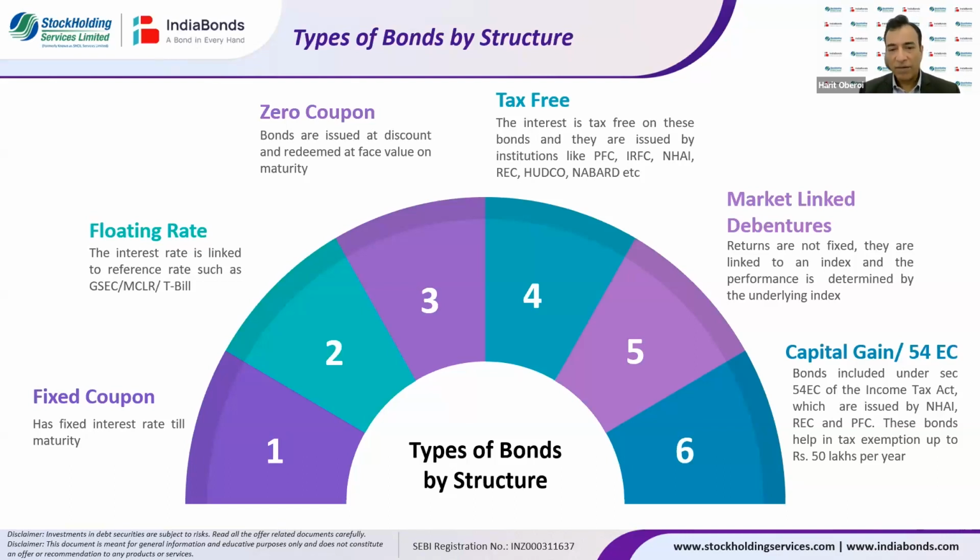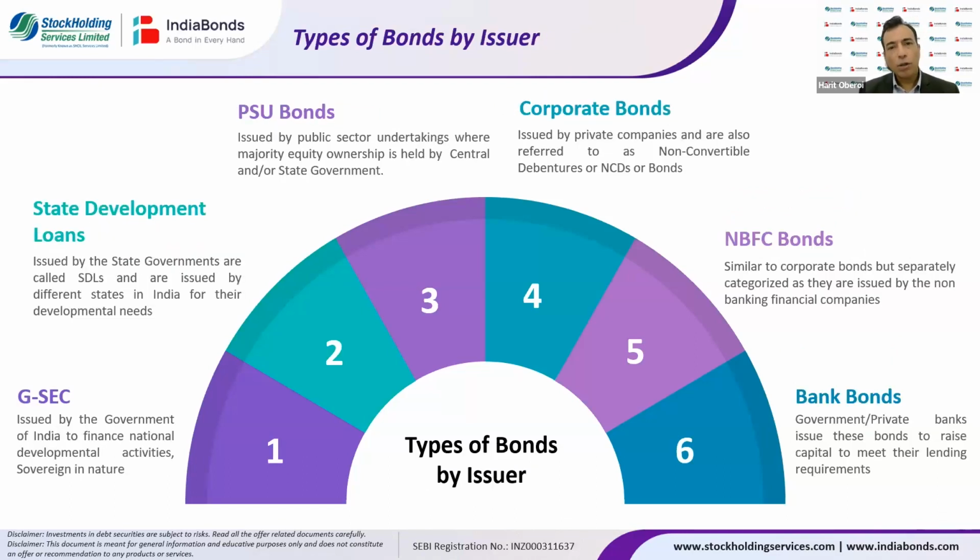They are 5-year lock-in period instruments where the money cannot be utilized. After the 5 years, the issuer will pay back the principal to the investors. The three large issuers who issue capital gain bonds are REC, PFC, and IRFC. And a maximum of 50 lakh rupees per year of the capital gains you have made can be invested into capital gain bonds. Bonds can also be classified on the basis of the issuers.